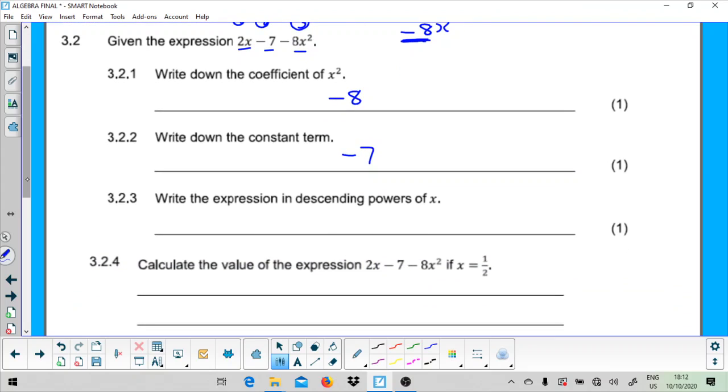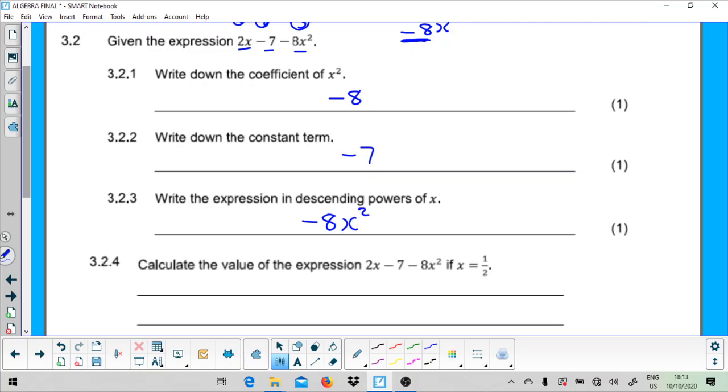Now you want to write the expression in descending powers of x. So descending meaning you have to start with the bigger number and go to the smaller numbers. So here you're going to start with the power of 2 since this is the maximum. You write it together with the coefficient. So that's minus 8x squared.